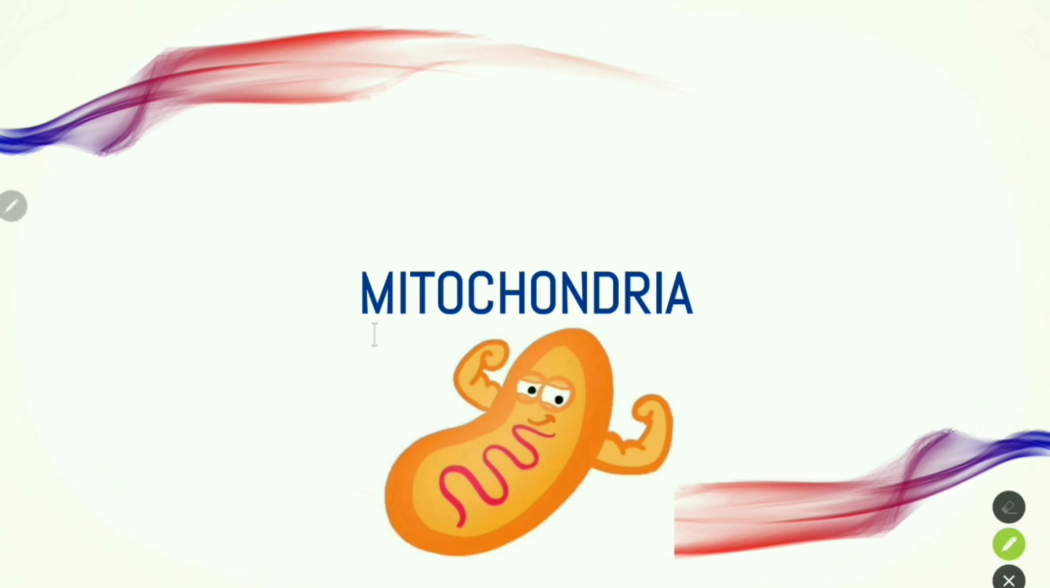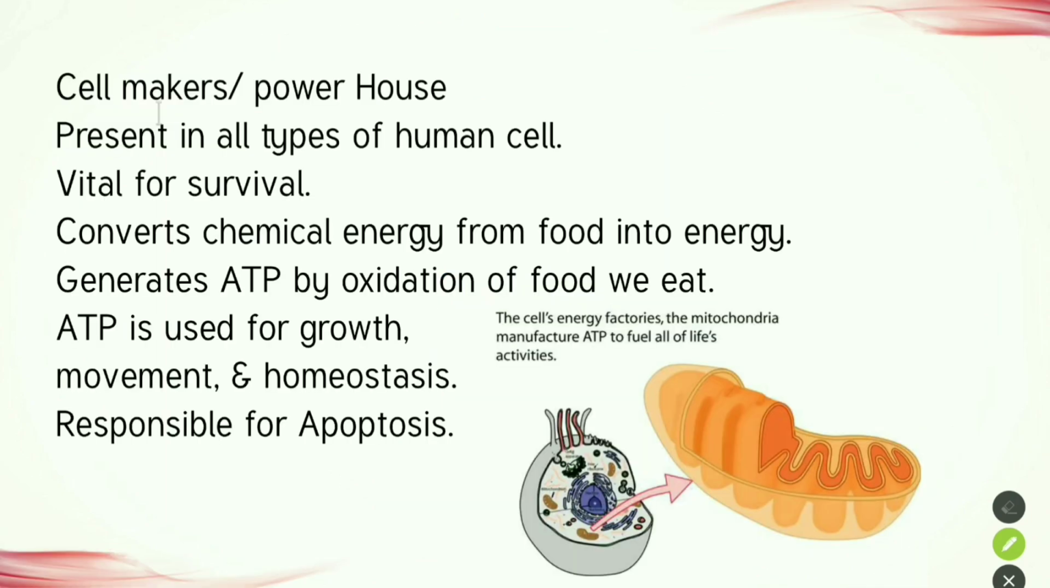Now let us understand mitochondria. Mitochondria are the cell makers. They are also known as the powerhouse of the cell. It generates chemical energy to give power to the cell for the chemical reaction. It is present in all types of human cell, and it is very vital for survival.